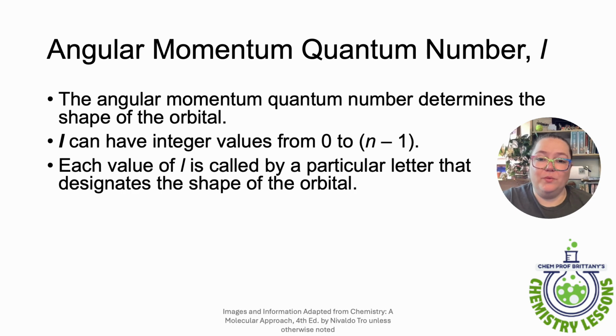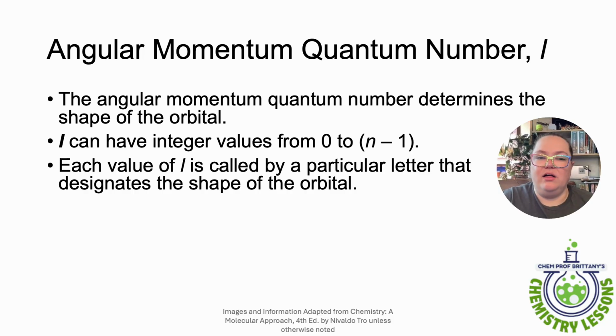The next quantum number we're going to talk about is the angular momentum quantum number, which we represent with an L, a lowercase l. And the angular momentum quantum number determines the shape of the orbital. So this number can have integer values from 0 to whatever n is minus 1. So if n was 5, they would be numbers from 0 to 4, right? Because n minus 1, right?